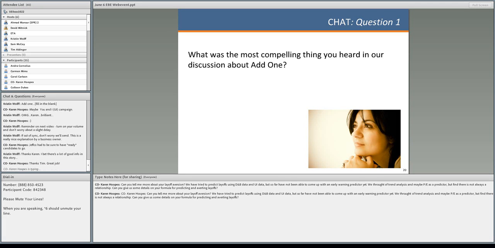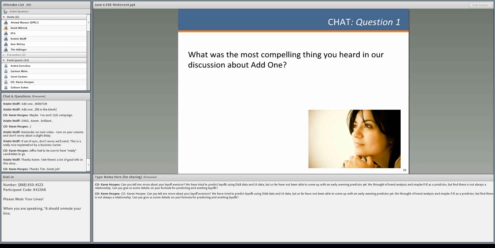We have 3 chats, and the first one is on the screen. So everybody can use the chat box just below where it says type notes here, our usual one where we're all sharing, the one just below the slides. What was the most compelling thing you heard in our discussion about Ad1? So if the teams could just go ahead and share their ideas about what's the most compelling thing you heard.